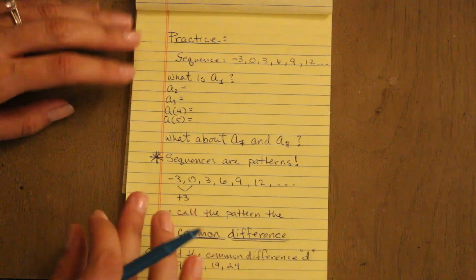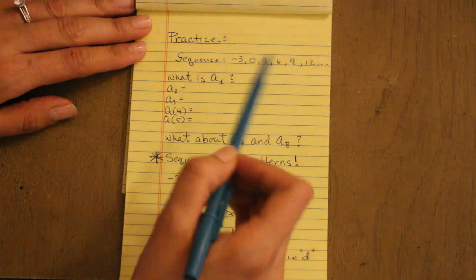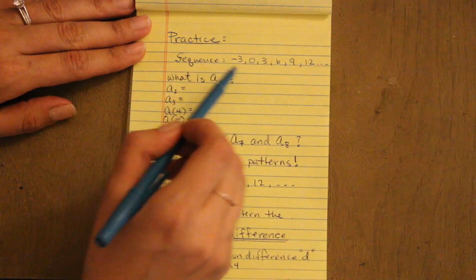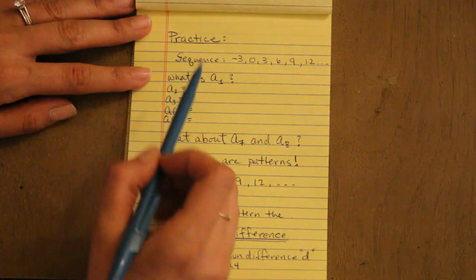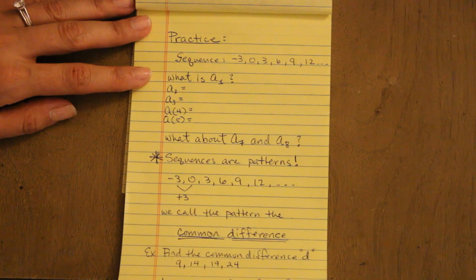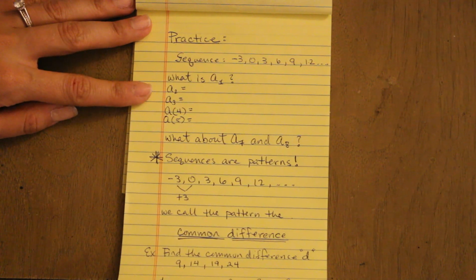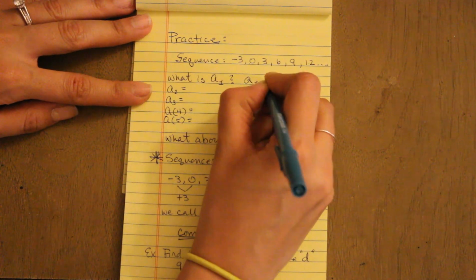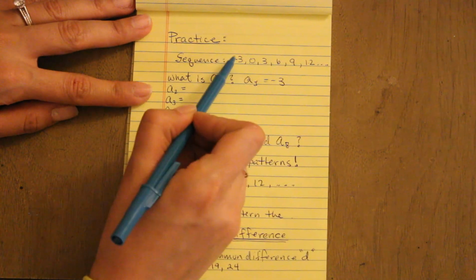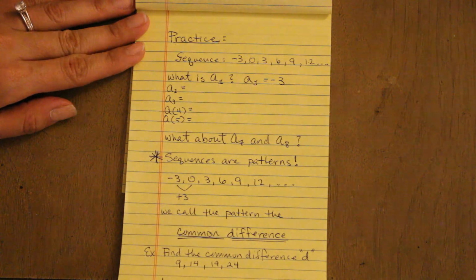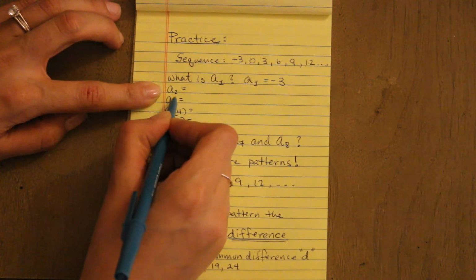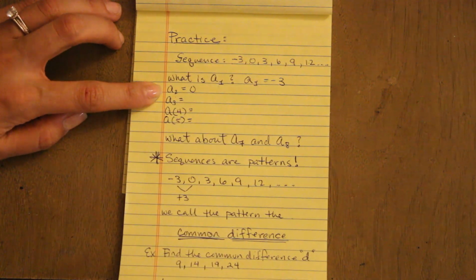So let's just do a quick practice. Here's a different sequence. And of course you see the dot, dot, dot, which means it continues on beyond what I listed here. What would be A1? So A1 is the first position. So A1 is equal to -3. I can see very clearly that -3 is in the first position. What is A sub 2, right? Or A2? It would be 0.